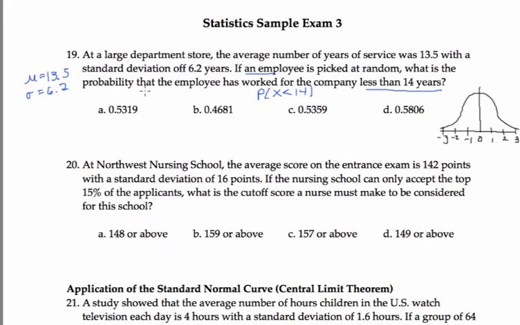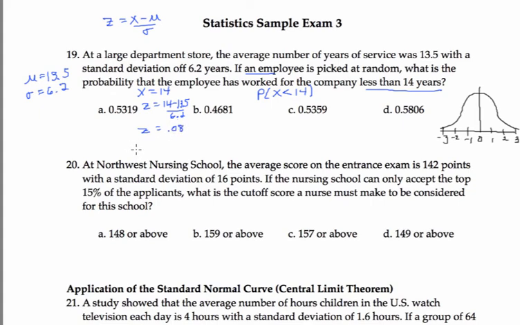Well, that 14, that's my x, that's my data value. So I have to figure out the z-score that goes with that. Again, the z-score formula: data value minus mean over standard deviation. So my data value is 14 minus the mean, 13.5, over 6.2. So my z-score associated with the data value of 14 is 0.08.